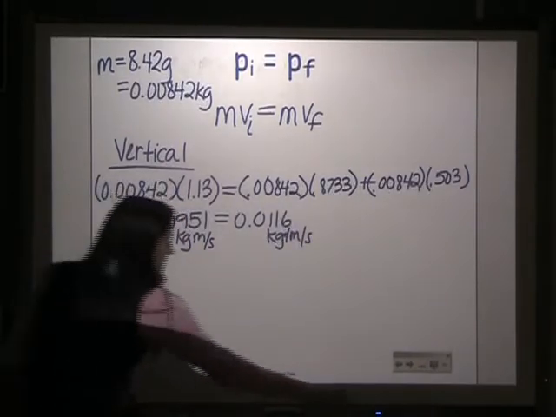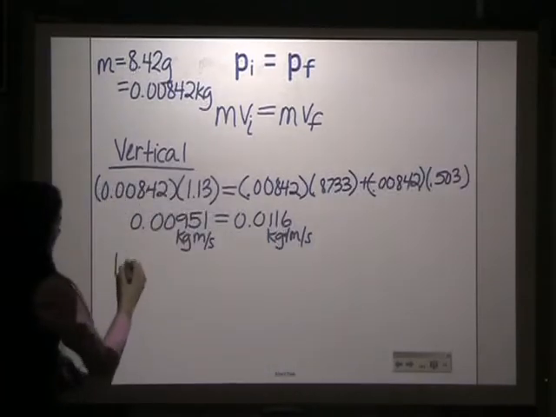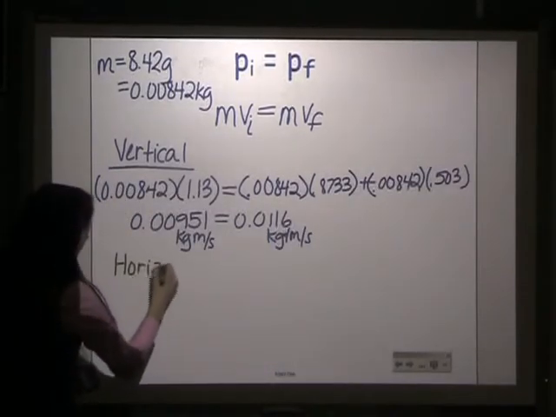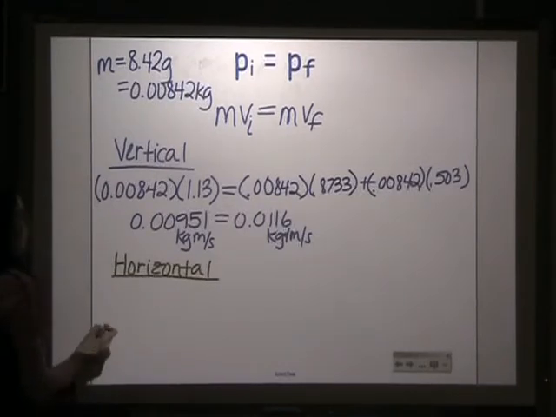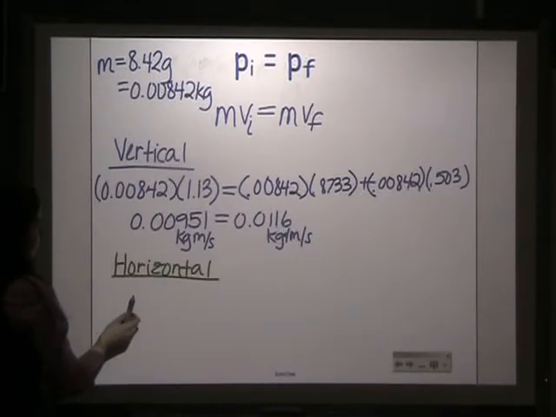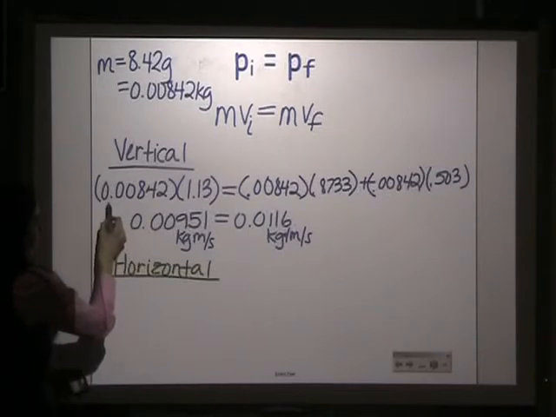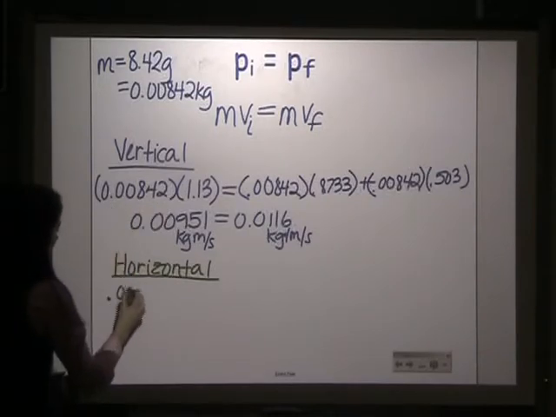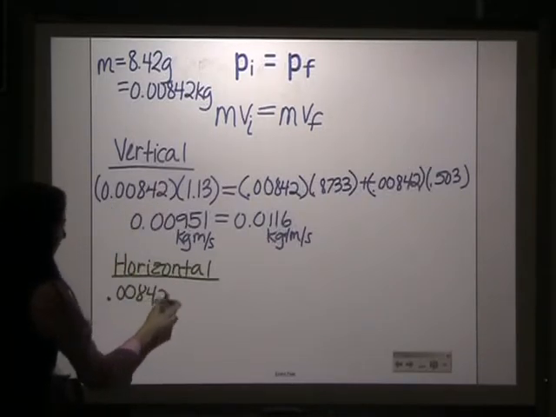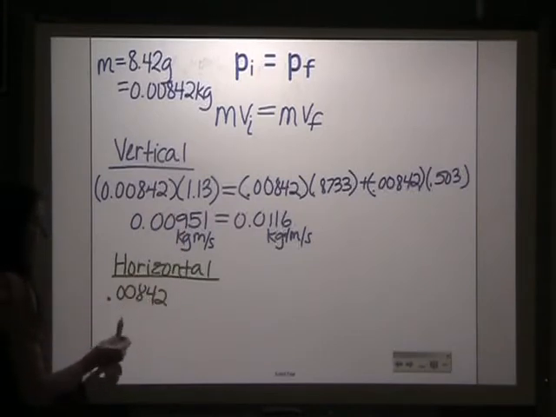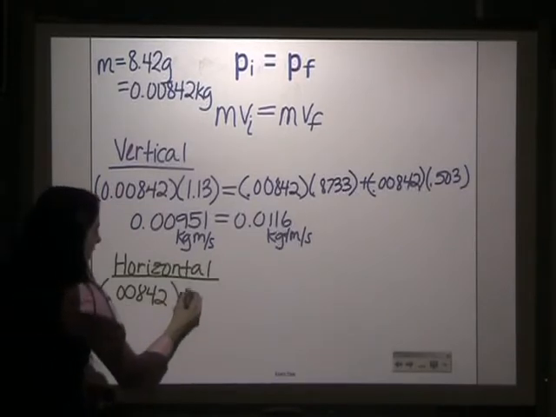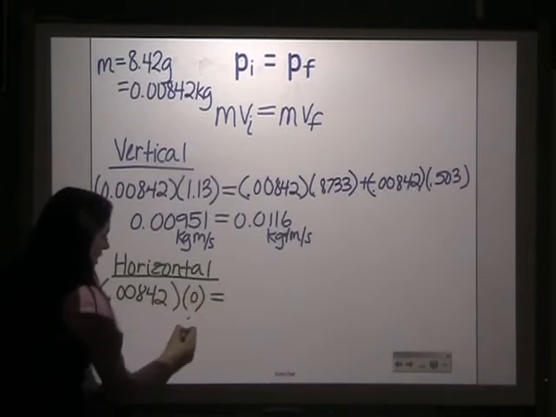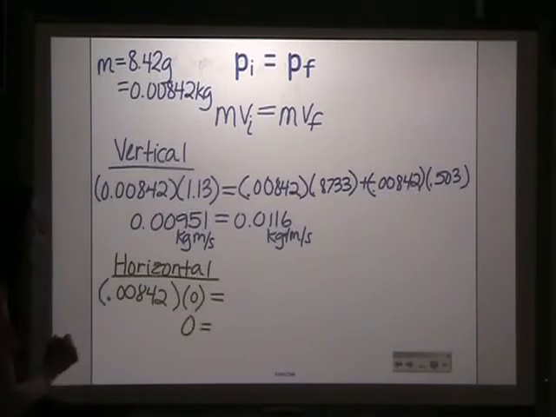Now let's do the same thing in the horizontal direction. For our first ball, we had a mass of 0.00842, but then we talked about how the first ball did not have a horizontal component, therefore its speed in the horizontal direction is 0. So we'll end up getting 0 on our left side.